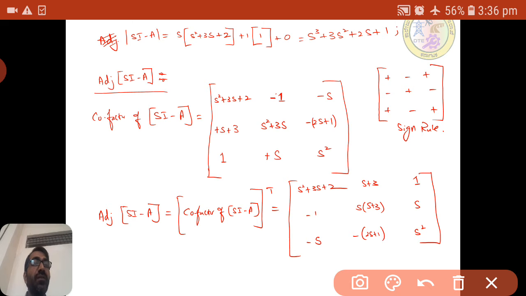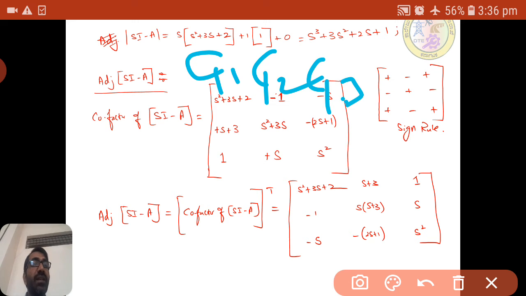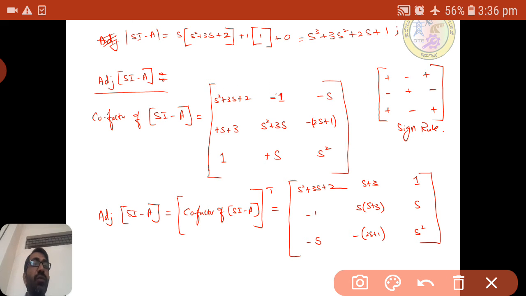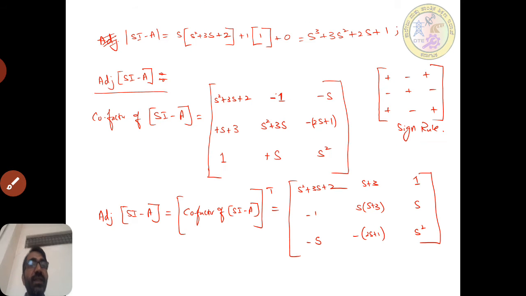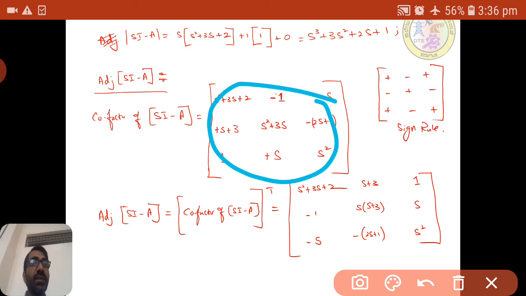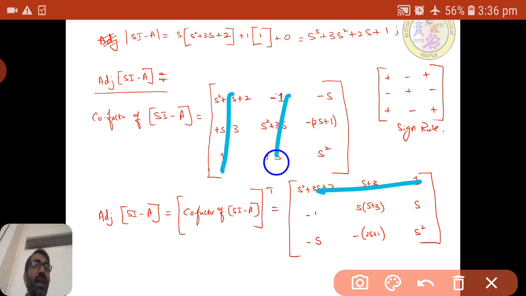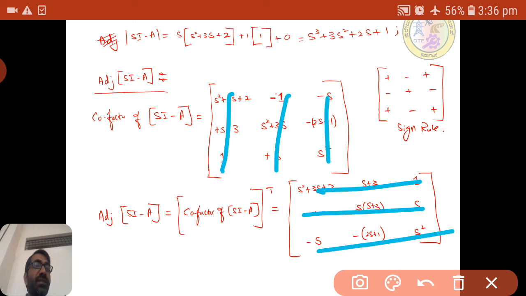Like this we need to find the cofactors for all positions: C11, C12, C13, then C21, C22, C23, and C31, and so on. Once we find the cofactors for all these positions, the adjoint is just the transpose of this matrix. So whatever column is there will come as a row, this column as the second row, and this column as the third row.